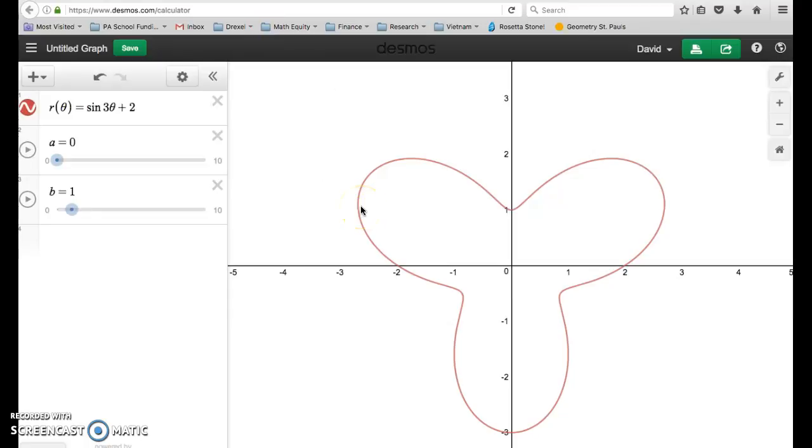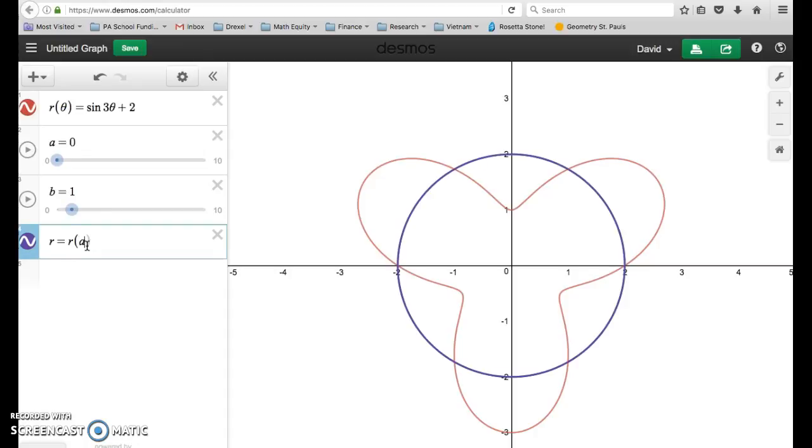So I'll switch to a blank graph. I have the same formula, r of theta equals sine of 3 theta plus 2, initial angle A equals 0, terminal angle B equals 1. For simplicity's sake, I want to stick to having one sector that starts at A, ends at B, and whose radius is equal to the radius of my graph when theta equals A. So I'll start by just drawing a circle with the radius when theta equals A.